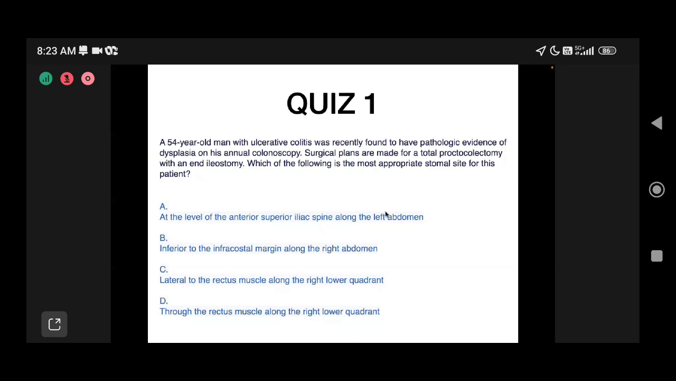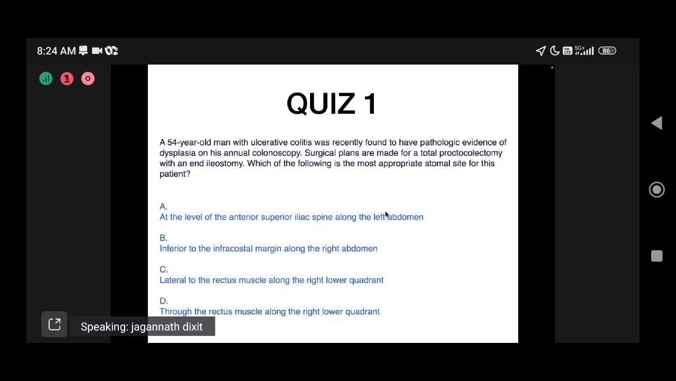Just look at them and answer me in the messages. A 54-year-old man with ulcerative colitis was recently found to have pathologic evidence of dysplasia. He has undergone some diversion, that is a total proctocolectomy with an end ileostomy. Which of the following is the most appropriate stomal site for the patient? Answer 1, at the level of the anterior superior iliac spine along the left abdomen. Choices A, B, C, D.